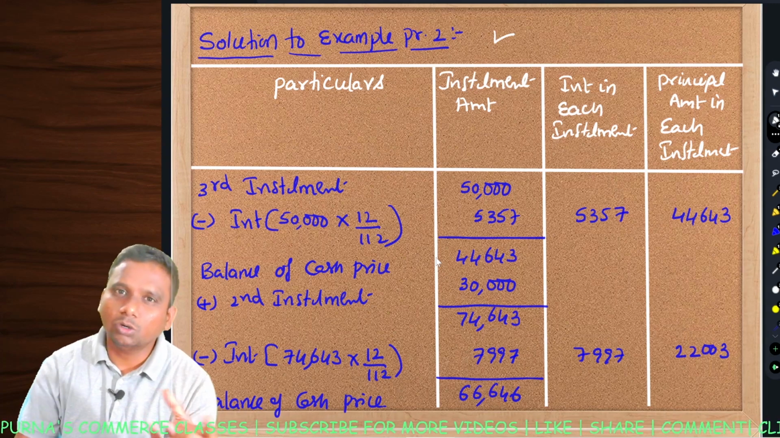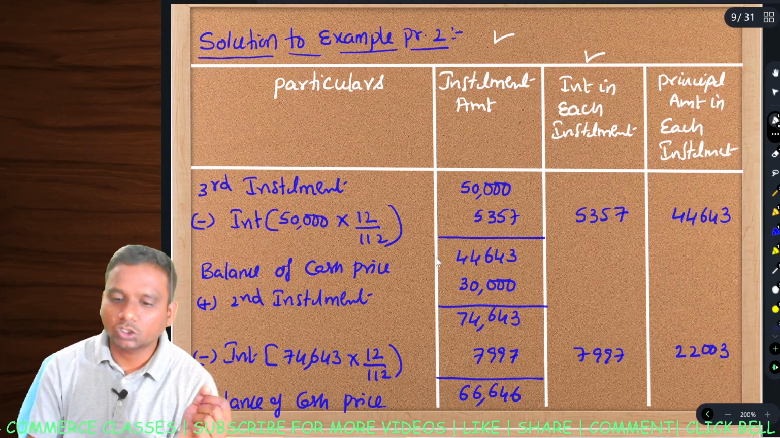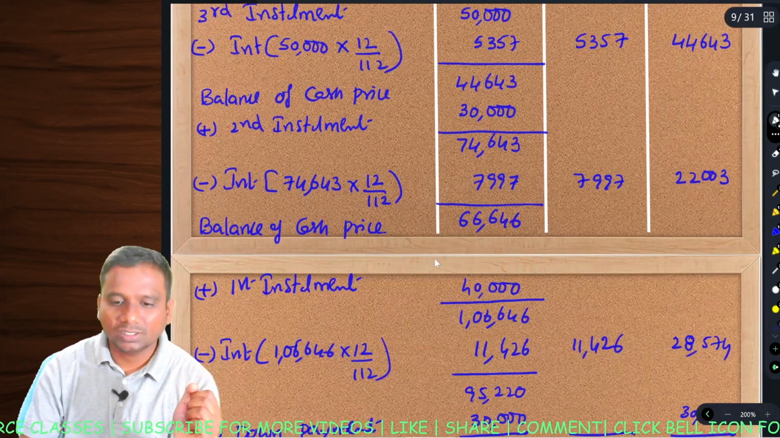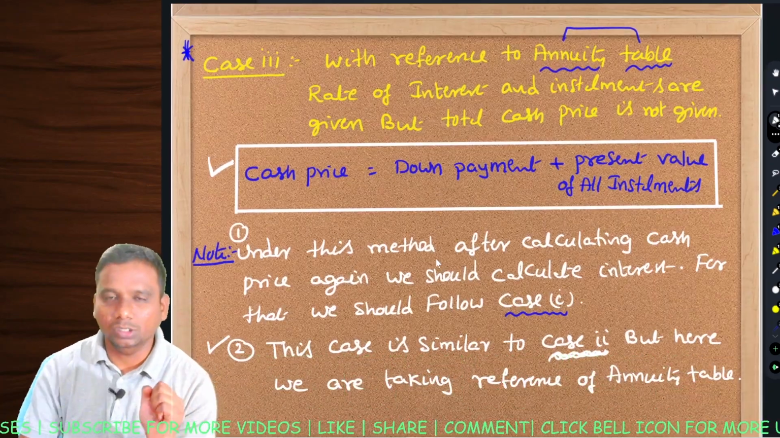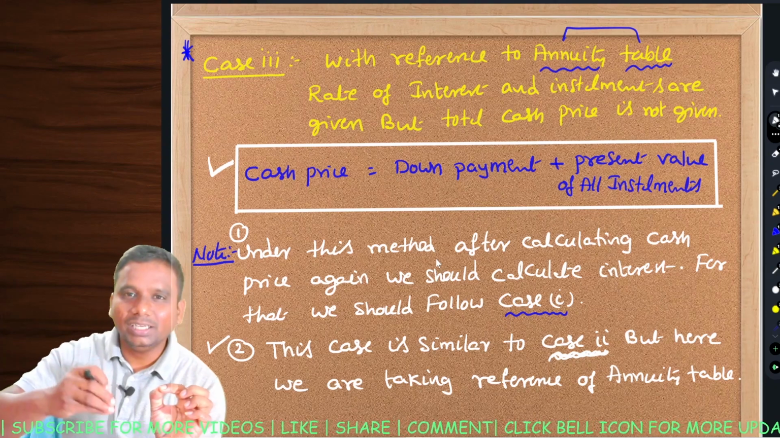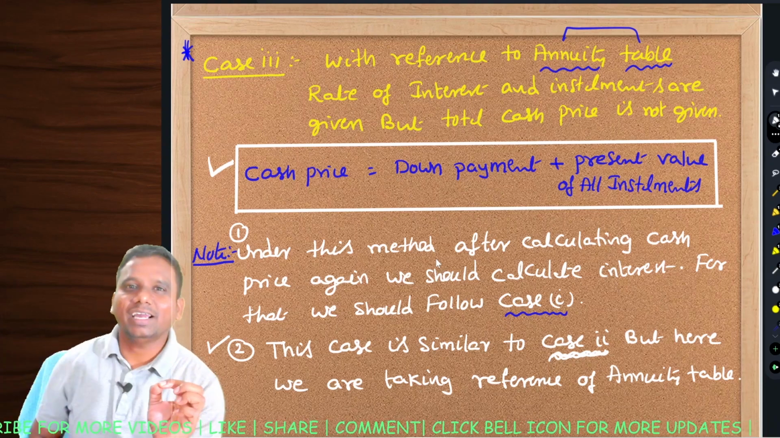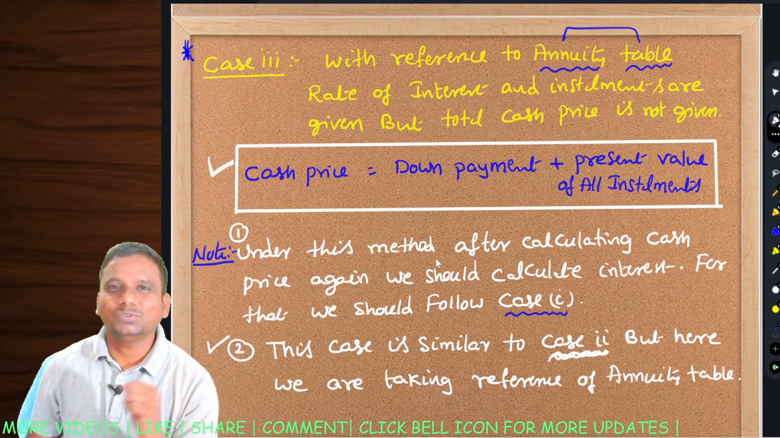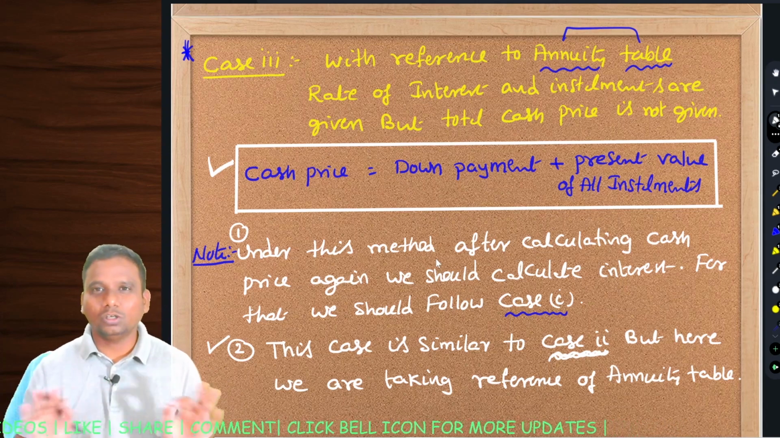If you follow without annuity table, here you are able to calculate two things: one is installment as well as cash price. But for the same example, if you apply annuity table, you can calculate only cash price. After calculating cash price, again you have to do calculation which is done in case 1. Hope you understood, students. No confusions here.